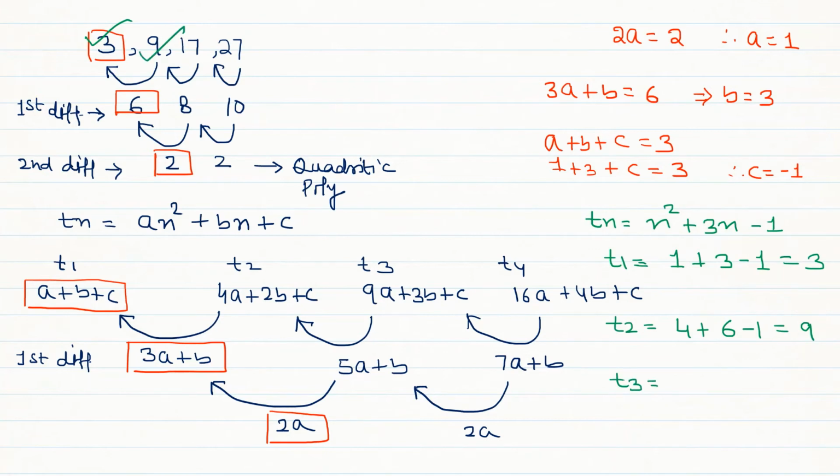Similarly, if I do it for T3, it should be 9 plus 9 minus 1. So 18 minus 1 is definitely giving you 17, and 17 is your third term of the sequence as well. So we can see that this difference method is very helpful in finding the nth term or the general term of a sequence. The only thing is you have to look for the difference. If the first difference is equal, your sequence nth term is going to be a linear one. If the second difference is equal, the nth term will be given by a quadratic expression or a polynomial of second degree.